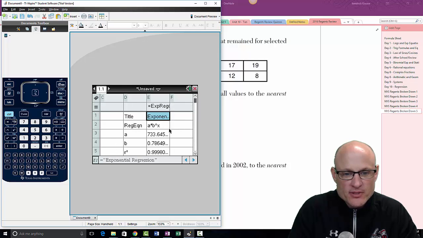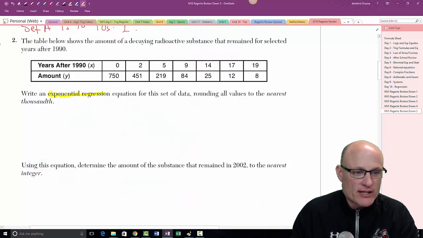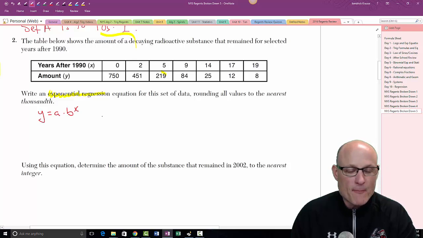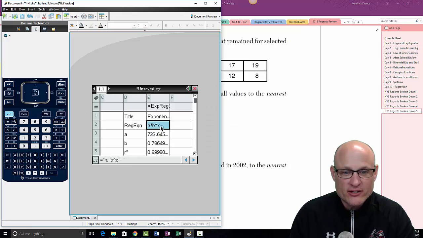Now, you'll notice that you can't really see all these numbers. You have to be able to write them down. Part of your work is writing this down. If you click here, you'll notice on the bottom it has it all highlighted for you. So my equation's going to look like this: Y equals A times B to the X. One of the biggest mistakes is not putting the Y, because you don't see it here.